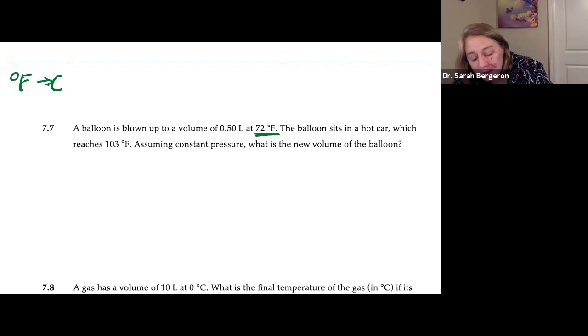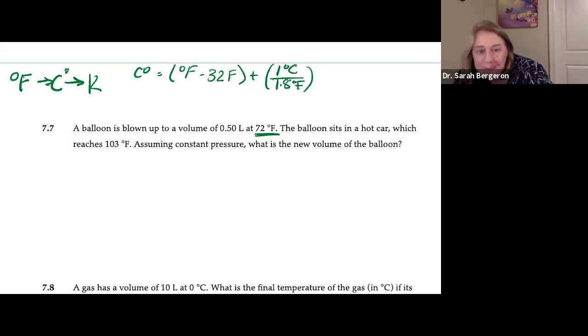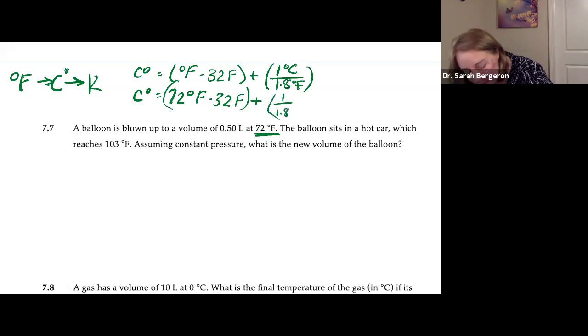You have to convert to Celsius and then to Kelvin, right? So you have to go back and look on your formula sheet. Your formula sheet says degrees Celsius equals degrees Fahrenheit minus 32, times 1 degree Celsius over 1.8 degrees Fahrenheit, right? So to get your degrees Celsius, you go 72 minus 32, times 1 over 1.8. And so you get about 22.2 degrees Celsius.